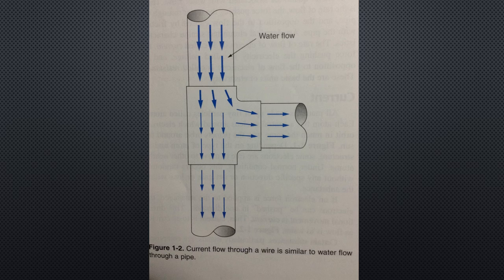Current is a measurable quantity. The number of electrons that flow through a conductor in a given amount of time is measured in units called amperes. 1 ampere is equivalent to 6.5 times 10 to the 18th electrons passing a given point in 1 second. Amperes are usually abbreviated as amps, or simply a capital A. The symbol used in formulas to represent current is the letter I.